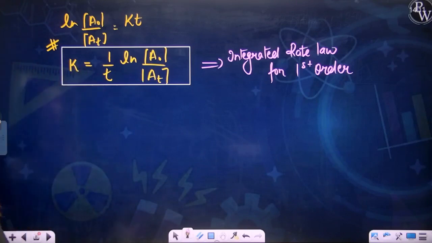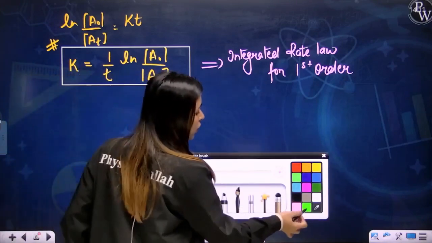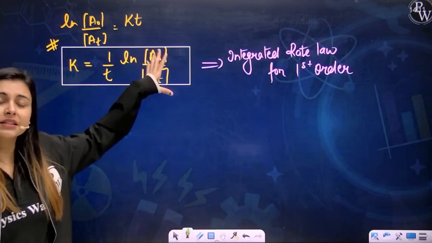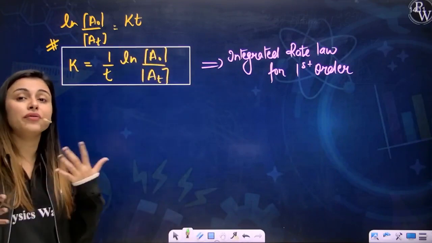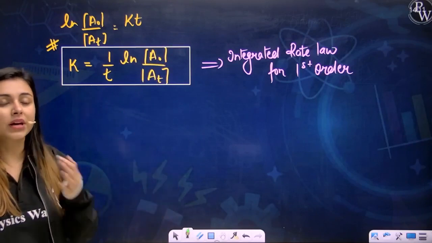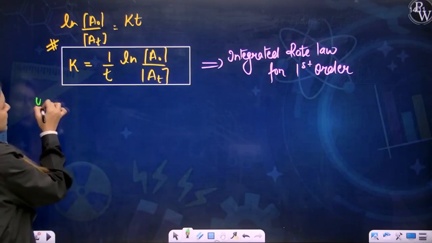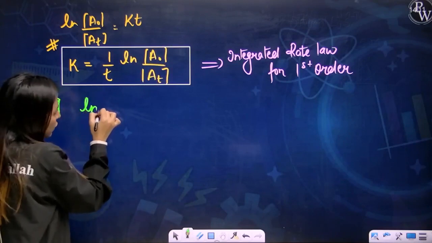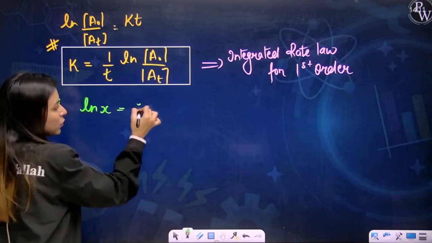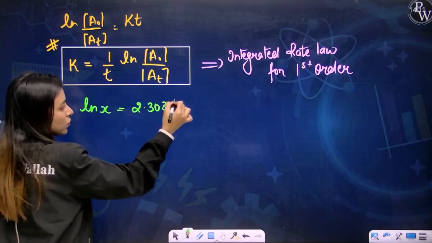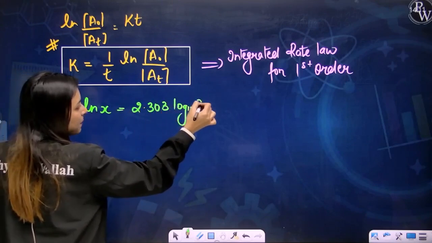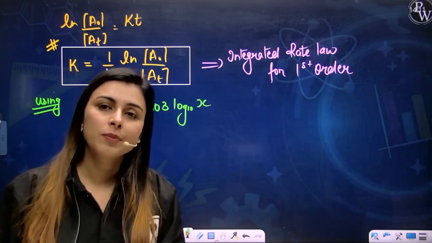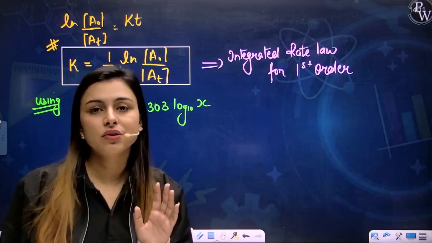Perfect, my dear students. Now this is your final expression. You only need to understand this. Now we'll be finding out a few more things from this expression. Whenever you convert natural log into log base 10, you multiply it by 2.303. So if you want to convert any natural log to log base 10, you just multiply it by 2.303.